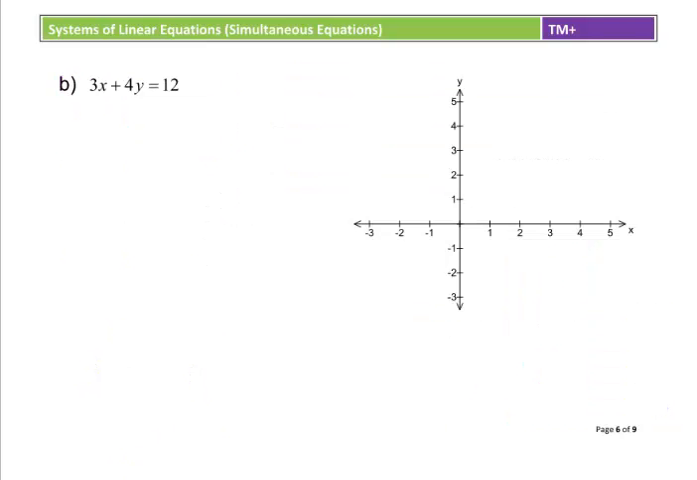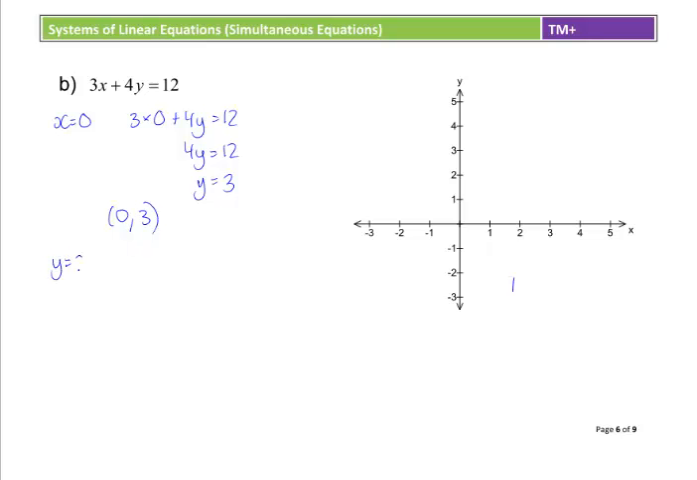Here's another one. Now you might want to pause this video and give it a go yourself. Okay, and then replay it once you've solved it and see if you're right. So if x is 0, we've got 3 times 0 plus 4y equals 12. So 4y is 12. Y is being multiplied by 4, so we divide both sides by 4. We get y is 3. So that's the point, 0, 3.